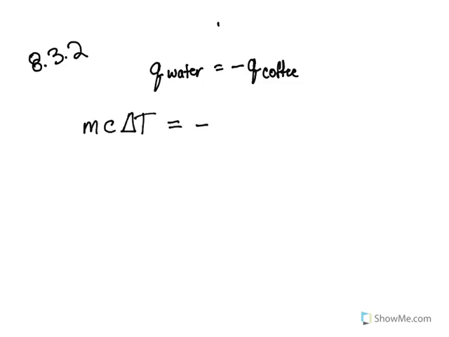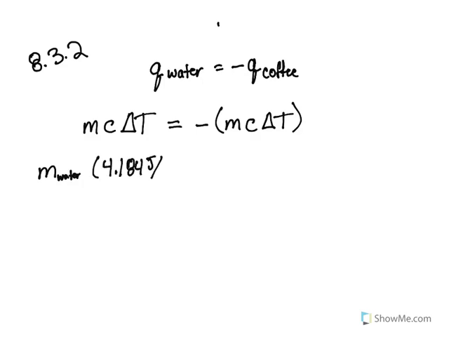So essentially, we can say that the Q of the water is equal to the opposite of the Q of the coffee. So mc delta T for the water is going to be equal to the negative mc delta T for the coffee. We don't know the mass of the water, that's what we're trying to solve for. We know the specific heat of water, 4.184 joules per gram degree Celsius.